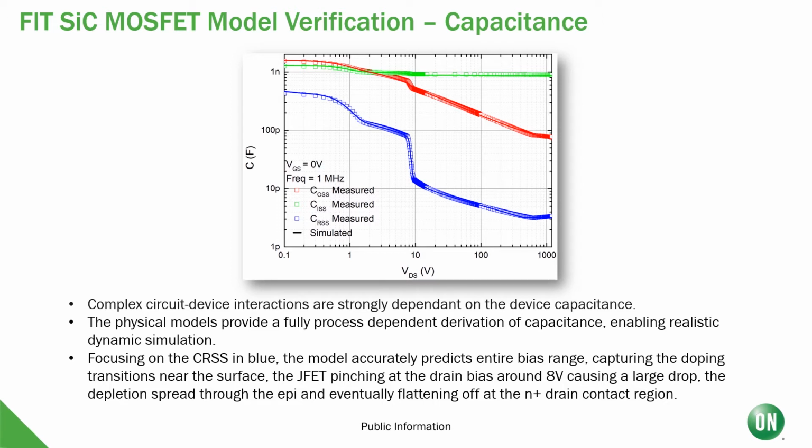We can also model different capacitances. So for complex circuits, which are strongly dependent on different device capacitances, we can model these COSS, CISS, CRSS, and so you can see once again how our simulations and our measured data compare.